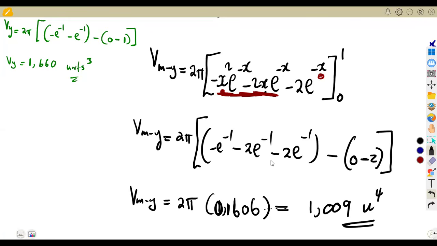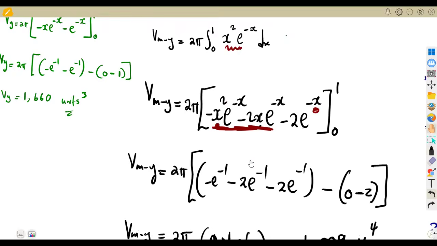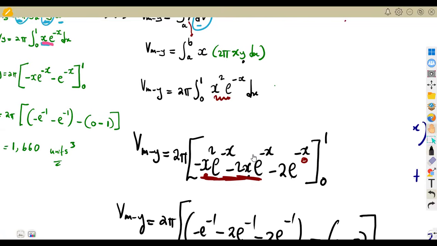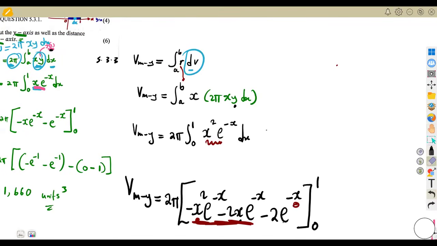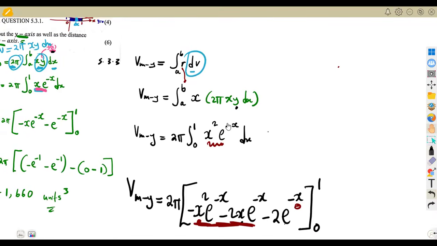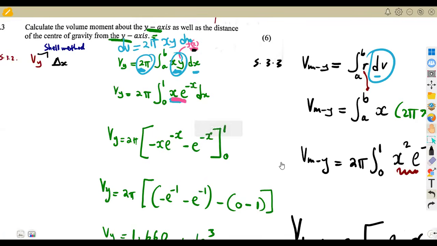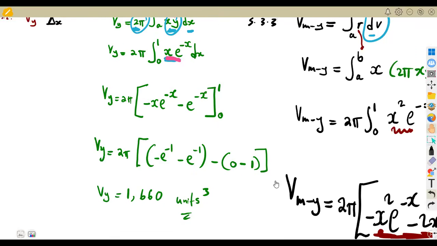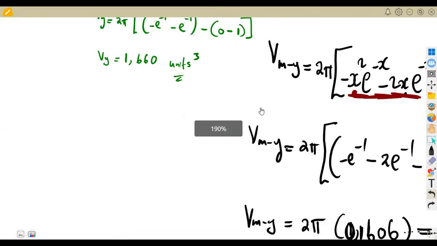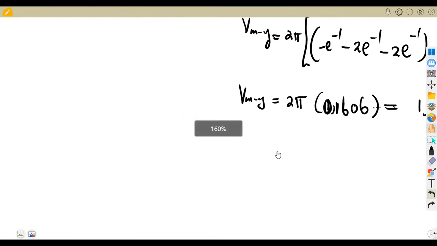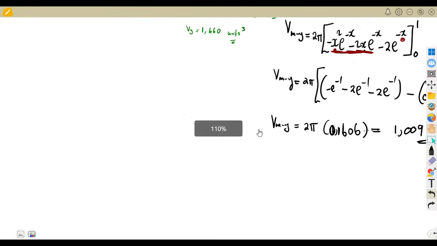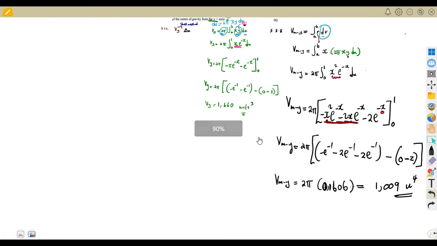But that is not the only part of the question. The question also goes on. So guys, you have to be careful with your formulas. Use your formula sheet, everything is there. Then we also need the center of gravity from the y-axis. From the y-axis, that represents x bar. So you just need your formula.